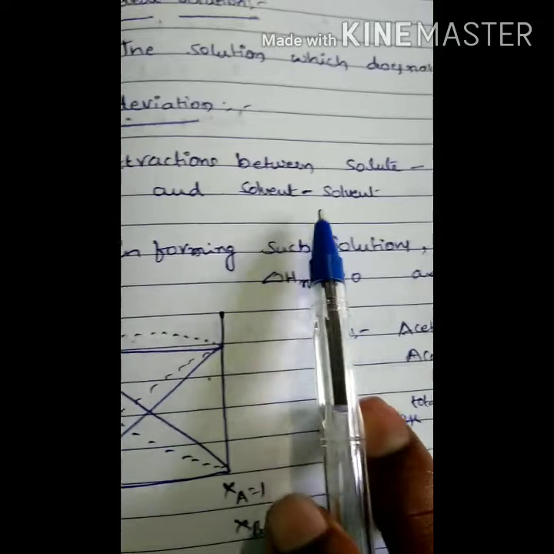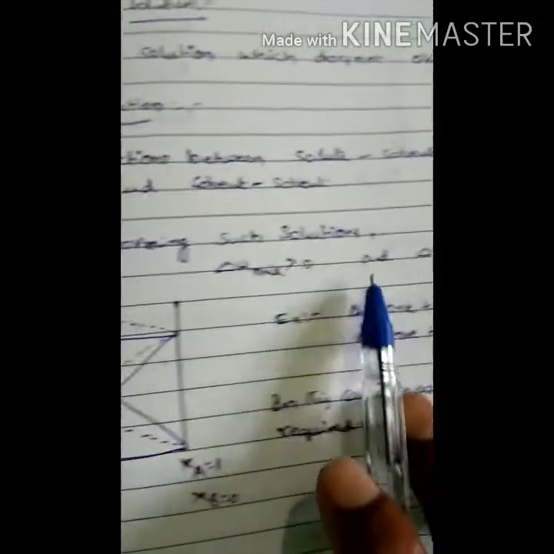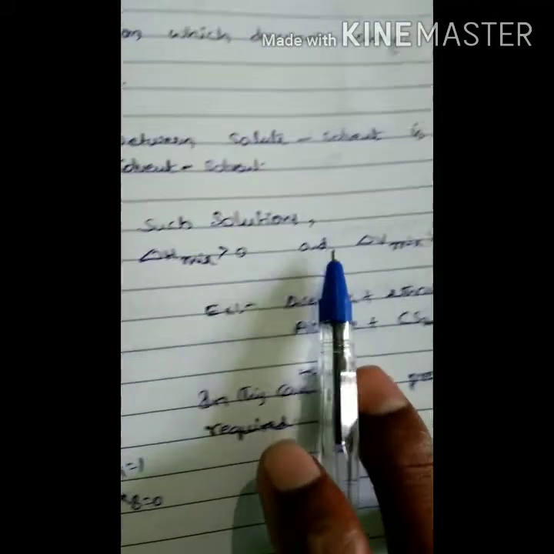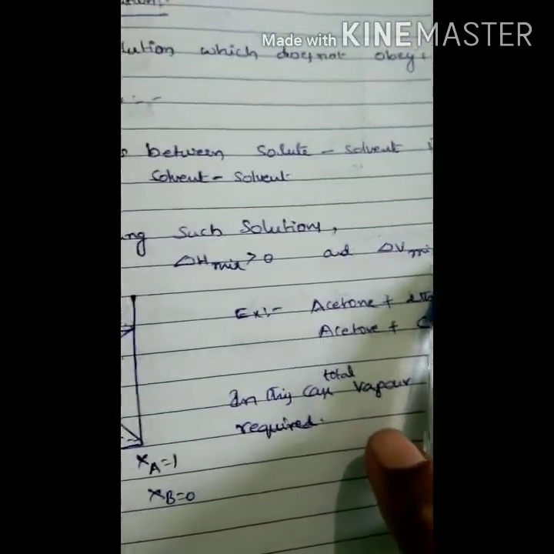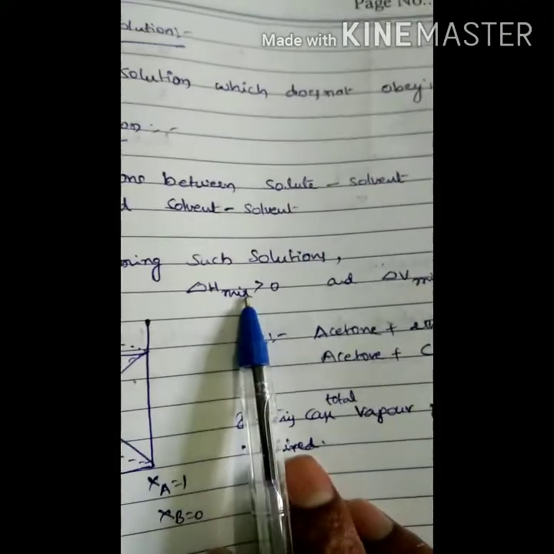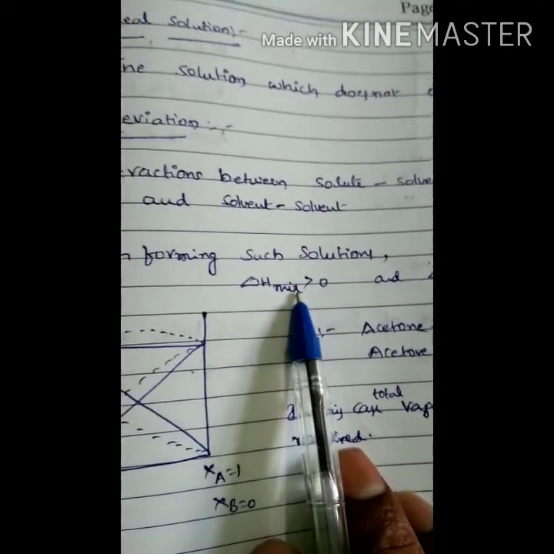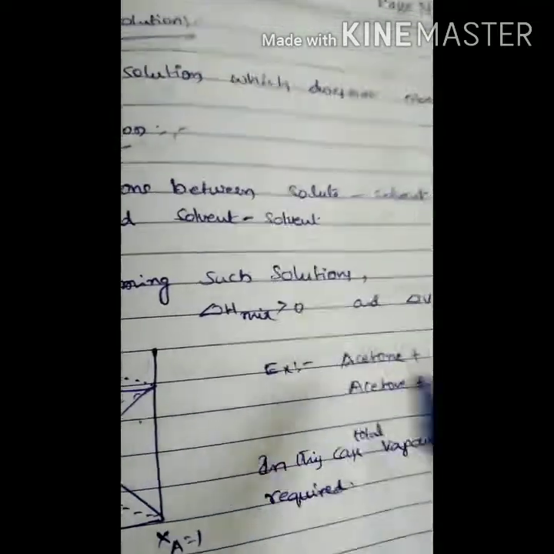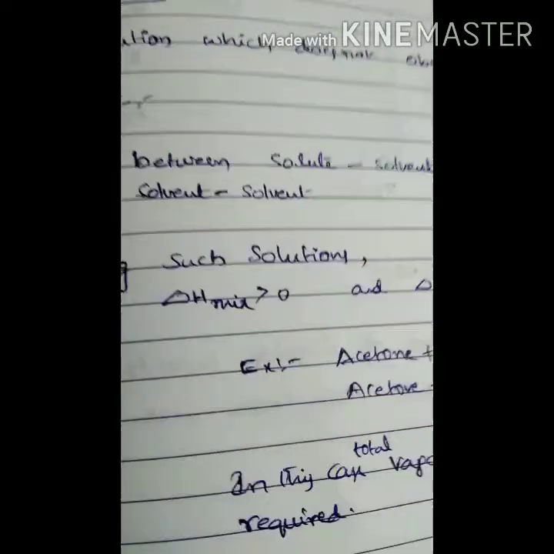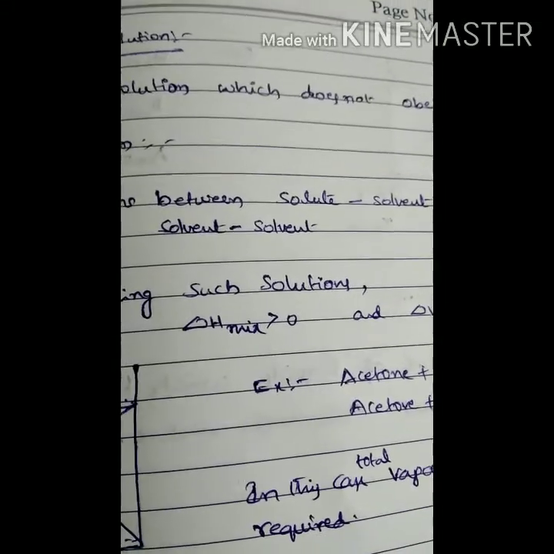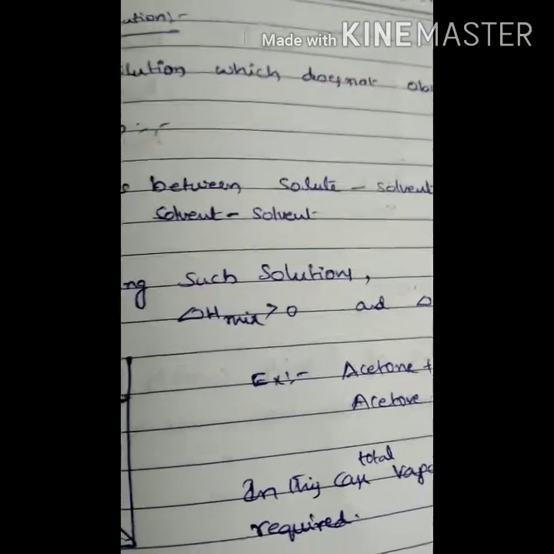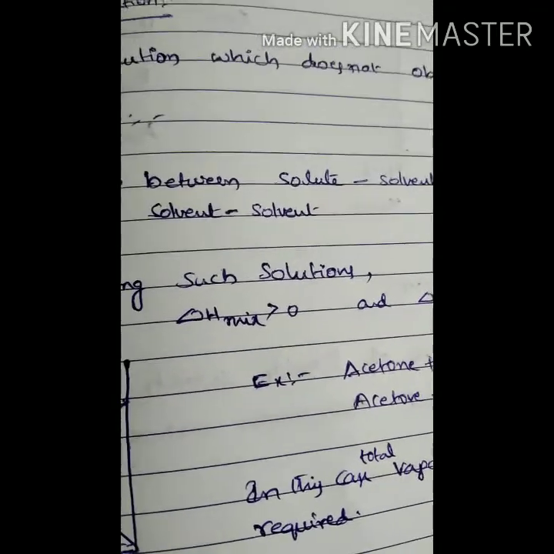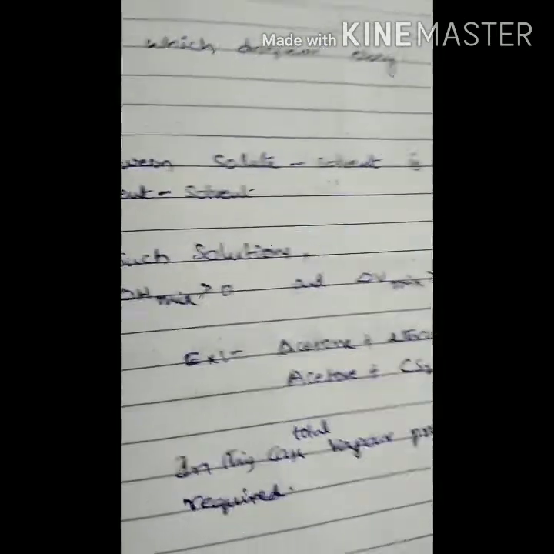In forming such solutions, delta H mixing is greater than 0 and delta V mixing is also greater than 0. These are very important points. These are properties of non-ideal solutions with positive deviation. Delta H mixing greater than 0 means when those two liquids mix with each other, heat is absorbed. That means it is an endothermic process.